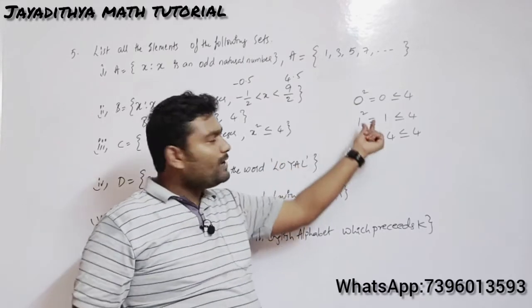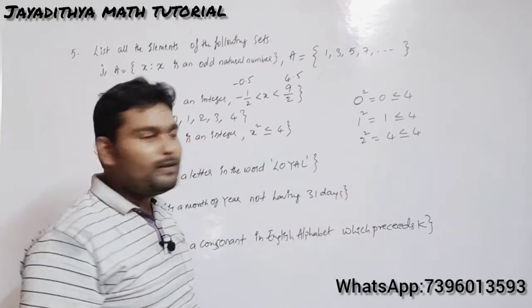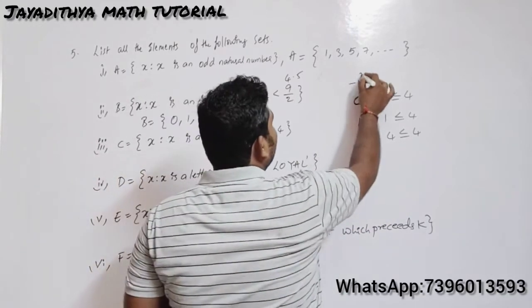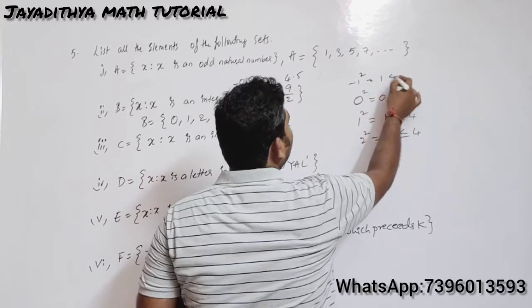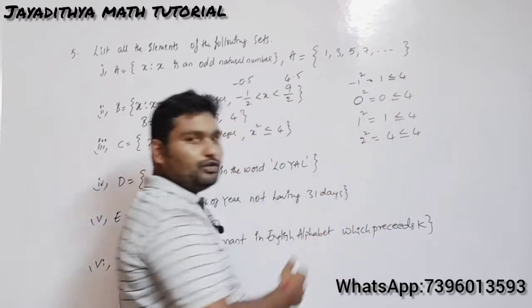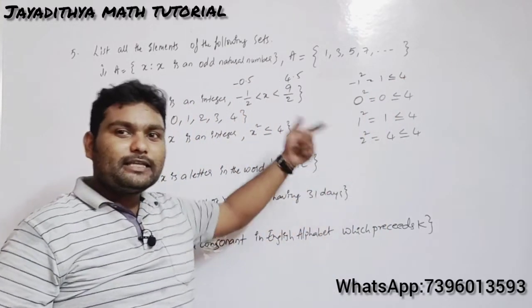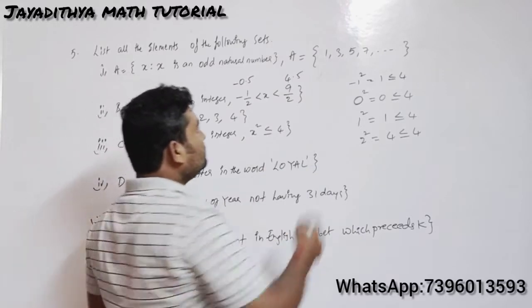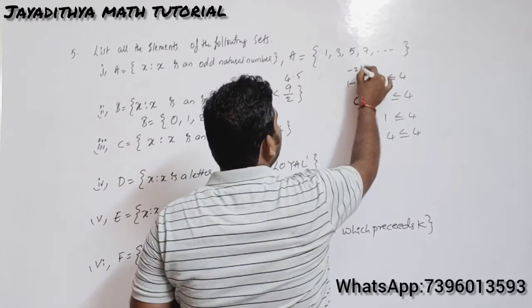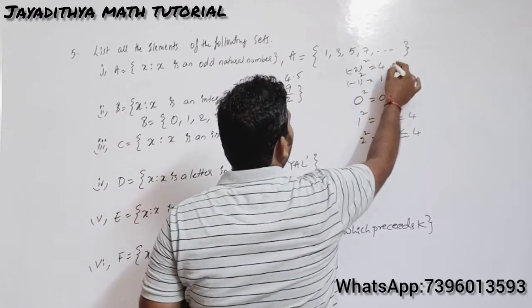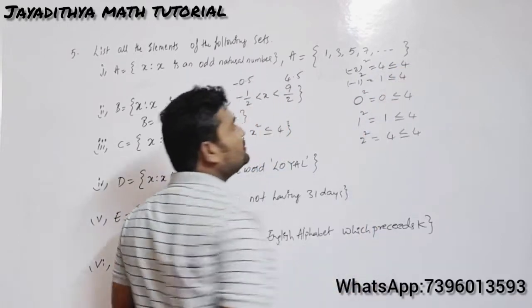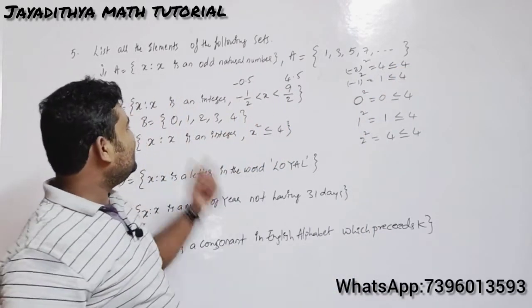If 1 square is 1, -1 square also will be 1, right? So take here -1 whole square. -1 whole square will be 1, which is also less than or equal to 4. Now if 2 square is equal to 4, -2 whole square also must be 4. So this is -2 whole square, which is equal to 4, and this is also less than or equal to 4.